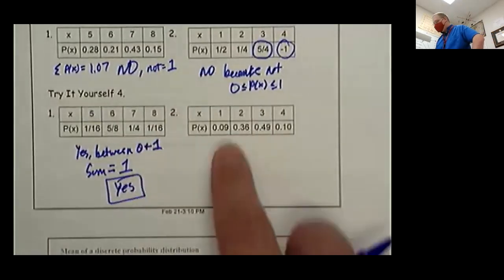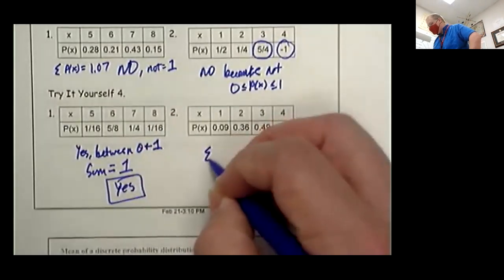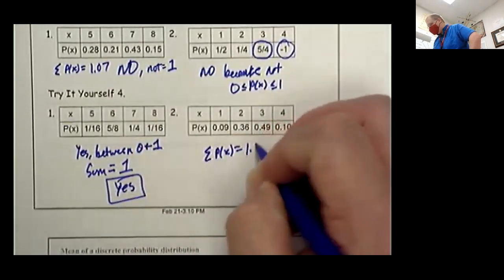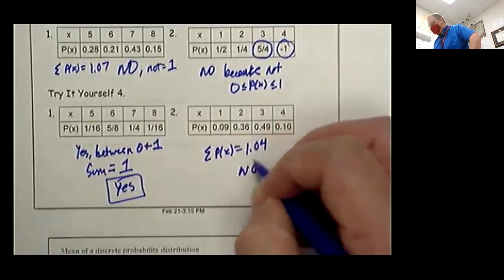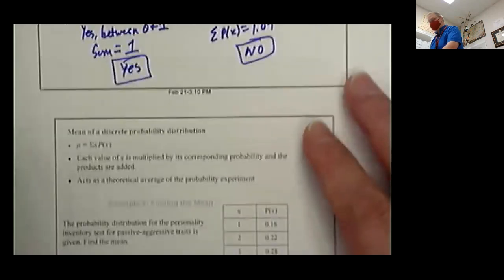Number 2, they're all between 0 and 1, so that works. But if we add up the sum of the P of X, you got 1.04. So no, because it has to equal 1. Not 1.04, not 1.01, not 0.99. Has to be exactly equal to 1.